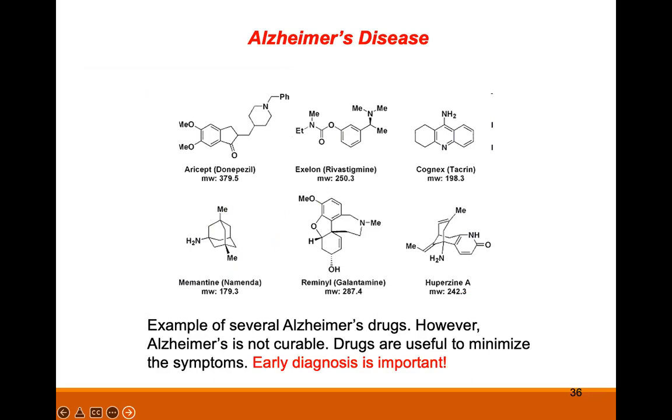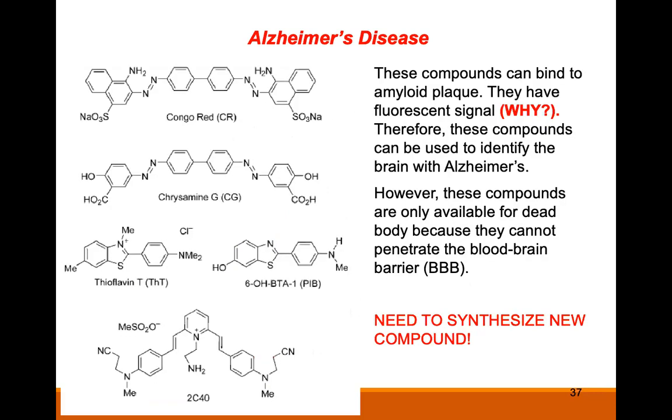So this is an example of an Alzheimer's drug. These are treatments, meaning this drug can remove the amyloid protein from the brain. But drugs are useful to minimize the symptoms. But unfortunately, these drugs cannot be used.